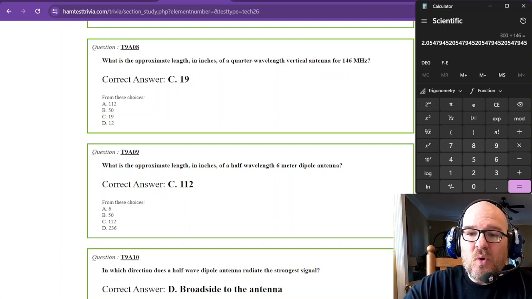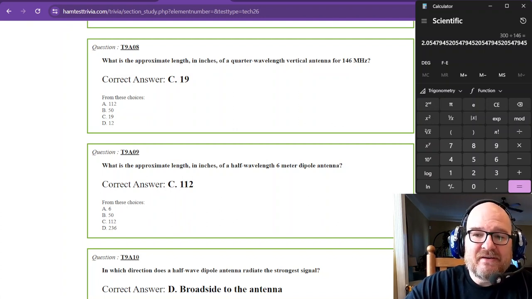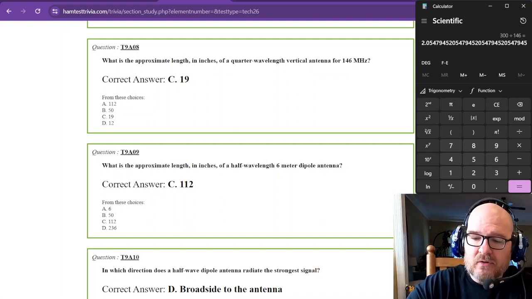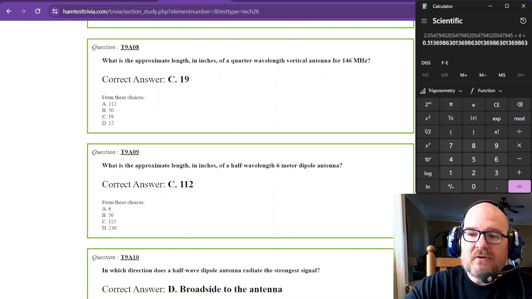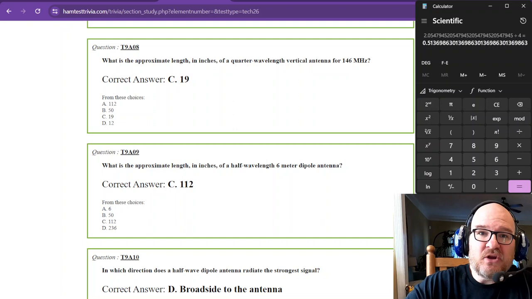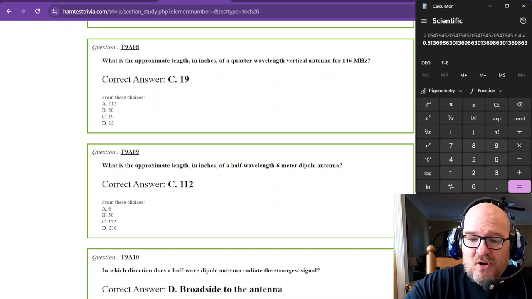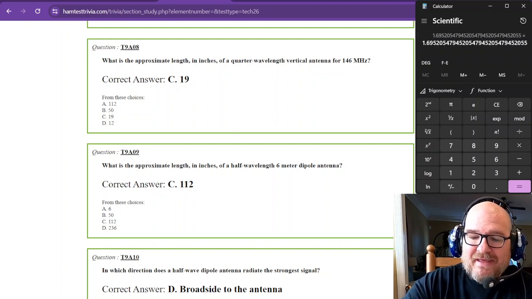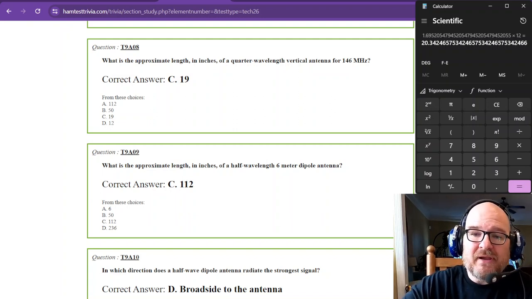So this is asking you, what is the approximate length in inches of a quarter wavelength vertical antenna for 2 meters or 146 megahertz? Well, since this is full wave, 2 meters, that's from peak to peak, it's asking for a quarter. So you divide that by four, that's a quarter. But now we're still in meters. So to convert meters to feet and then to inches, you multiply times 3.3 and then you multiply again times 12 to get those in inches. And notice that the answer is 20.3. It's actually a little closer to 19 inches.